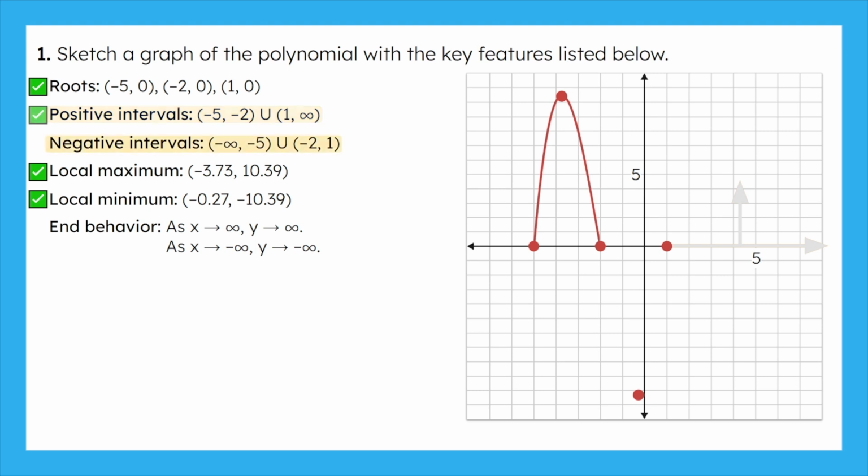All right, onto the negative intervals. This function is negative from -infinity to -5, and from -2 to 1. What does that tell us about our graph? Yep, it's below the x-axis in those places. We can use the roots and the minimum point to sketch the curve between -2 and 1. Now that our graph is starting to take shape, we can use this to guide our sketch for these last two intervals. From -5 to -infinity, our graph is negative and will continue to go down.